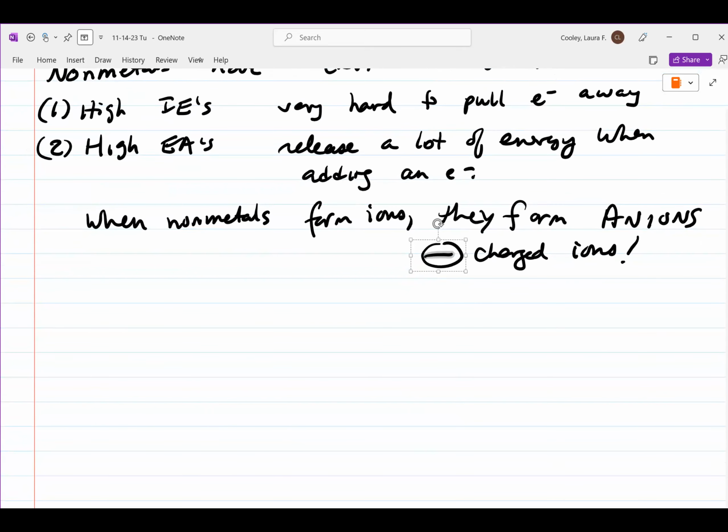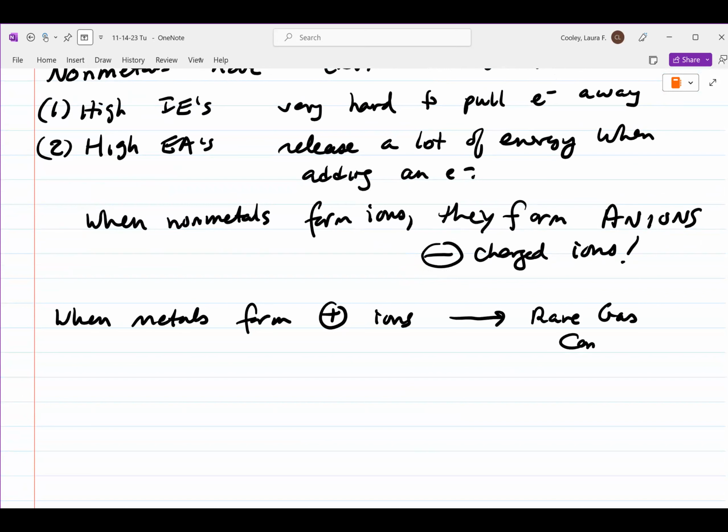Okay. So basically what we know so far, and we know part of this from the very beginning of the semester, is that when metals form positive ions, they end up with the rare gas configuration. Do you know what I'm talking about? I'm talking about if you have sodium, 1s2, 2s2, 2p6, 3s1. Is that right? Yeah, that's right. So that's sodium.